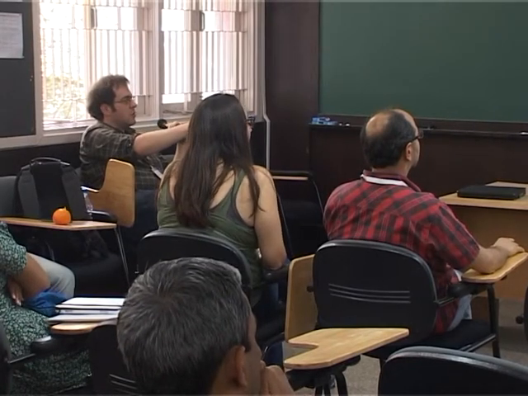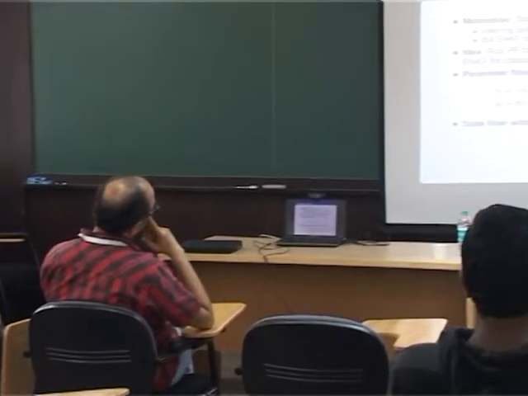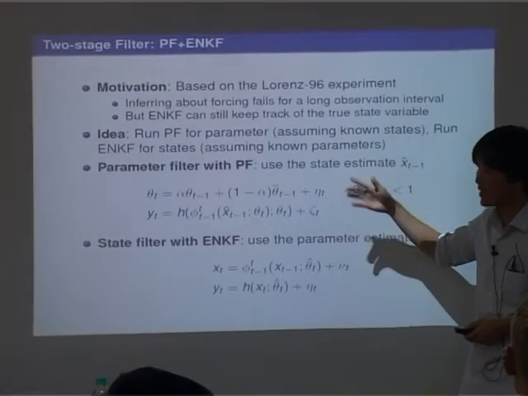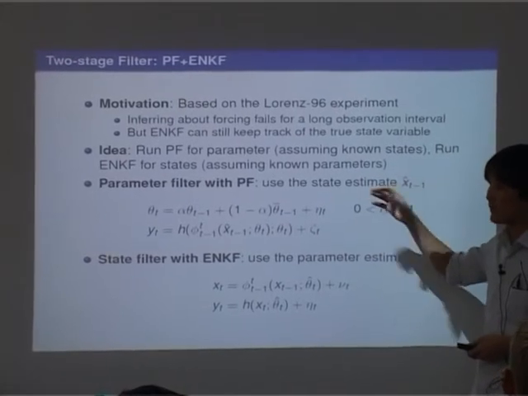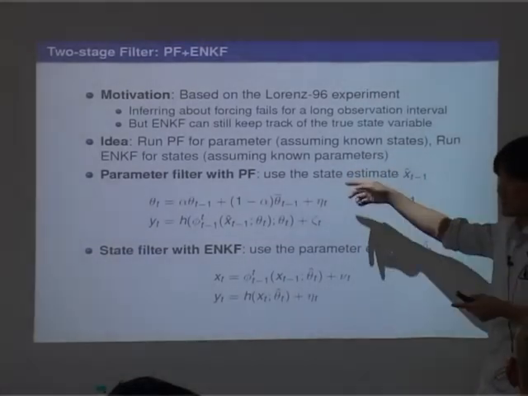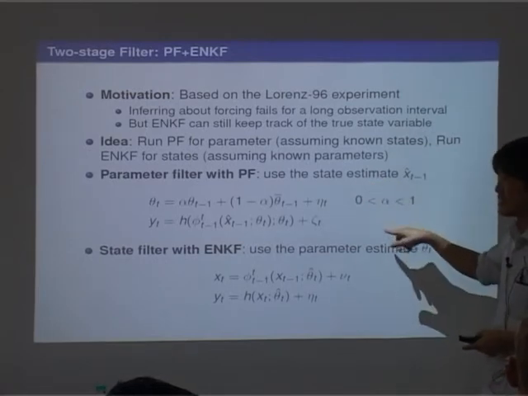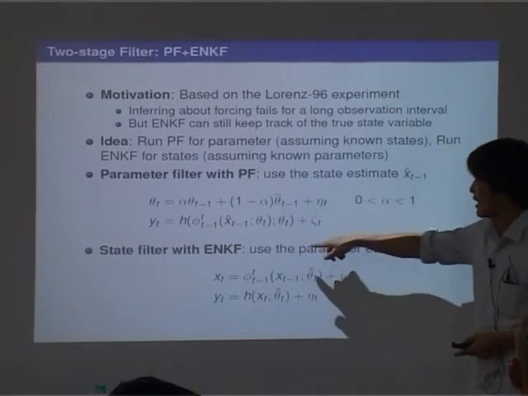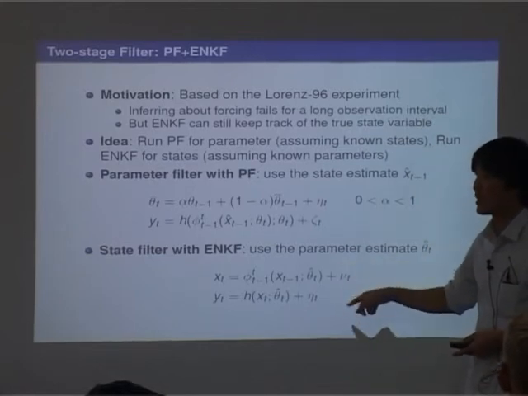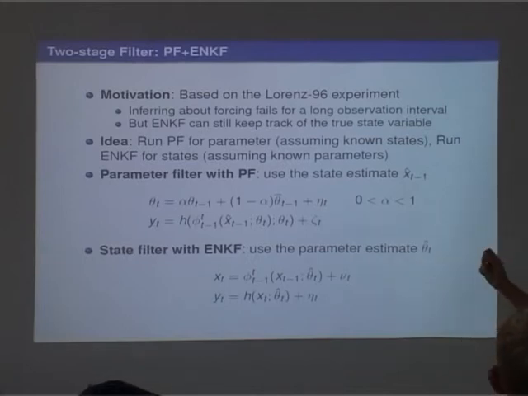Actually, I do the parameter first. Here is what happens. I take the point estimate of the state from the previous step, assume it is known, and use particle filtering to update the parameter estimate. When I get the parameter estimate, which is a distribution from the particle filter, I take the point estimate, which is the mode, and assume the parameters are known. Then I run EnKF only on the state, not the parameters. Does that make sense?